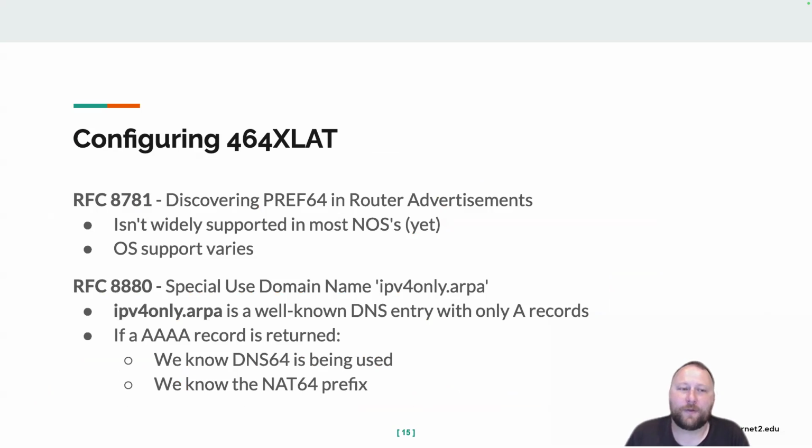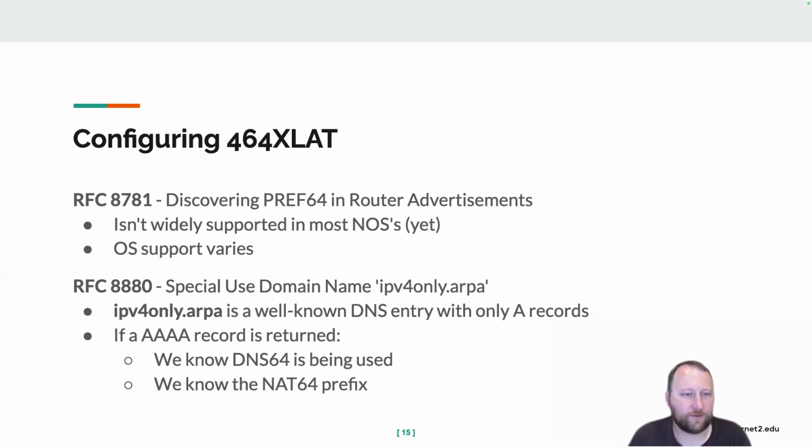That brings up how to configure 464XLAT. There are really two mechanisms that I know of to configure it. There's an RFC for discovering Pref64 announcements in IPv6 router advertisements. It's not supported in all network operating systems, and client operating system support varies. But when I've configured it, Android, iOS, and Mac OS used it out of the box.